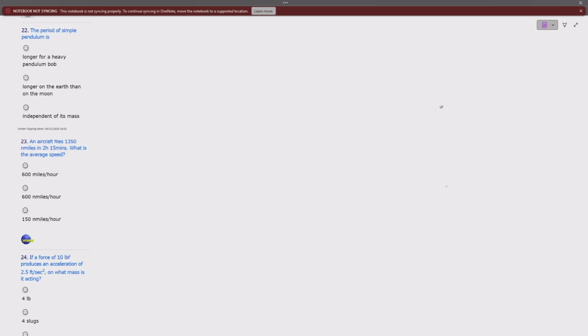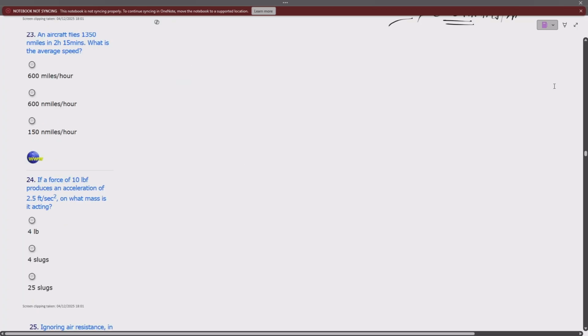Right, let's go to question number 22. The period of a simple pendulum is independent of the mass. So that is the correct option. If you state the period of a pendulum's formula, that is 2 pi root of L over g. It has no mass in it, so it's independent of the mass.